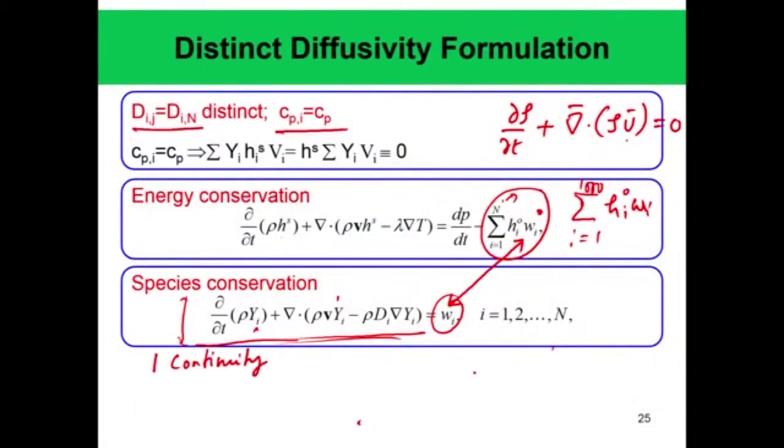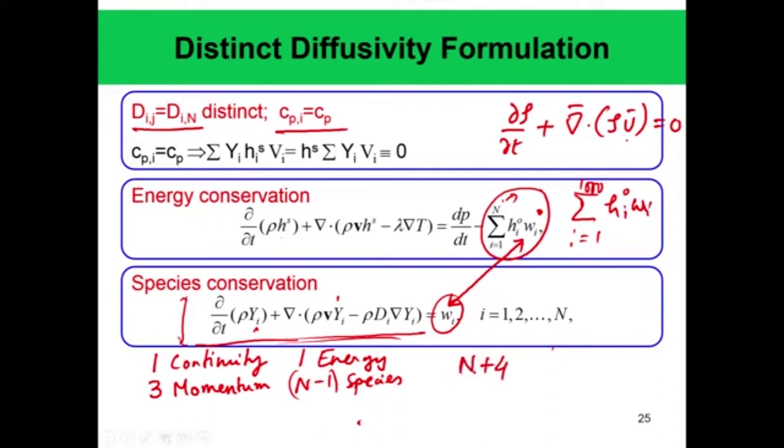continuity equation, three momentum equations, three because velocity is a vector, momentum is essentially a vector, one energy equation, but that energy equation will contain contribution from all these species, I is equal to 1 to n, and then n minus 1 species equations, depending on the number of species you have. Okay. And then of course, you see that it is 2 plus 3, 5, 5 plus n minus 1, that is equal to n plus 4.